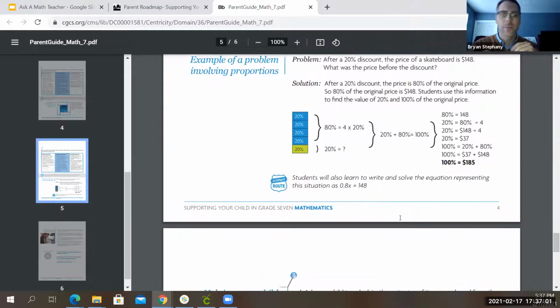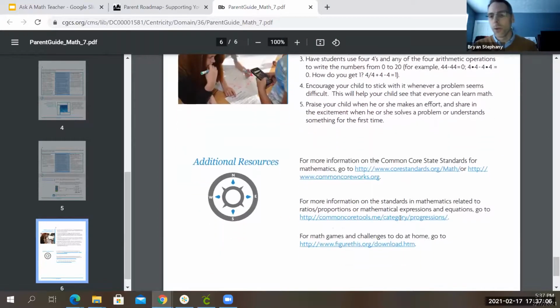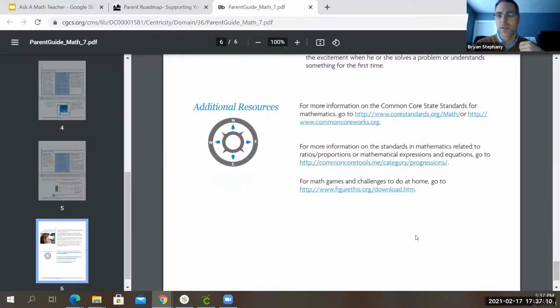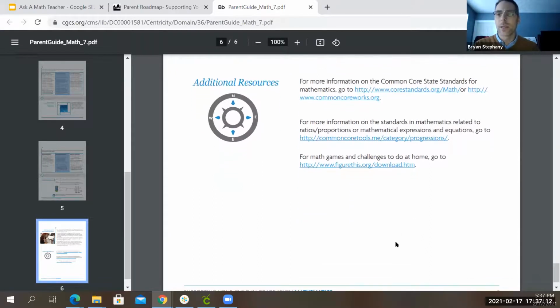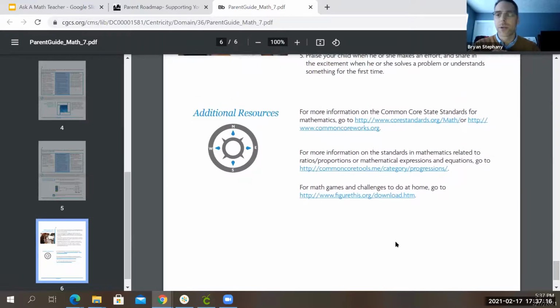And then usually at the very end, there's a couple of links that they'll provide where you can go further, either into the Common Core, or you can find some math games. This figurethis.org has a nice little link there. There are some fun activities you can do there with your child or children to push your own thinking, and to push their thinking in terms of the math they're studying and to connect it with Common Core standards.